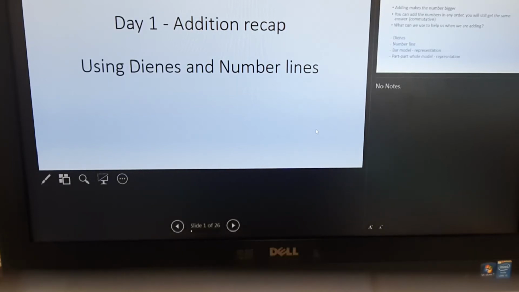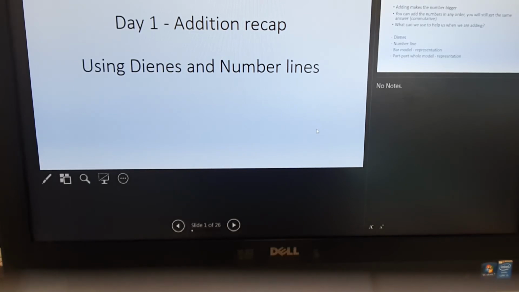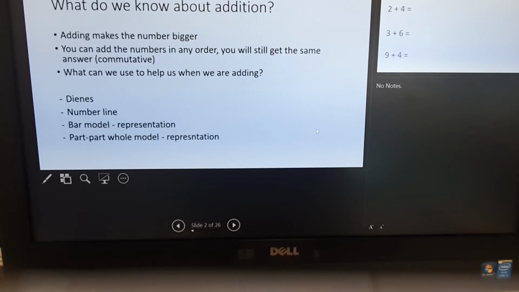Hiya Year 2, in this video we're going to go over some of the things that you've already learnt for addition, and we're going to be looking at using Deans and a number line. So to begin with, what do we need to know about addition? We need to know that adding makes the numbers bigger, and that you can add numbers in any order and you'll get the same answer. This is called being commutative.